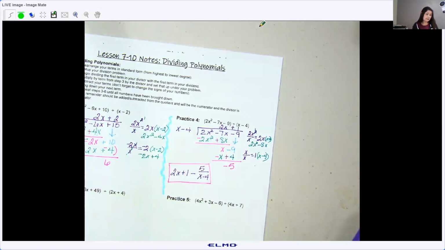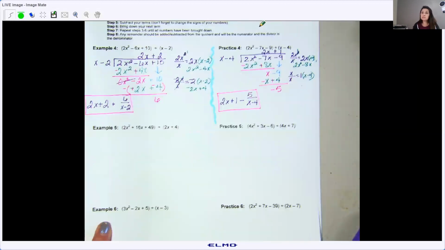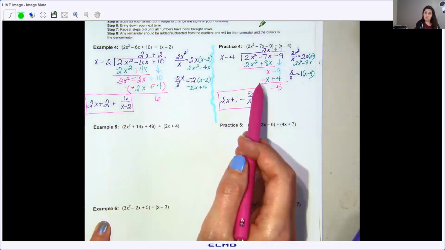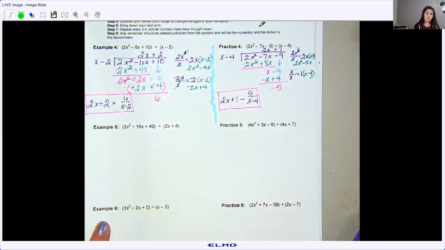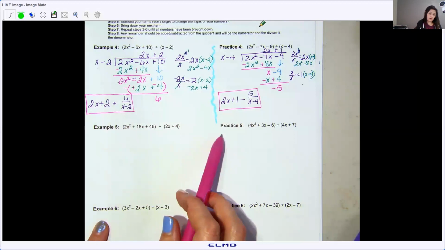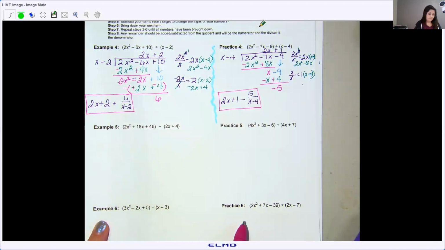Okay, so this example down here at the bottom, example 6, is very similar to our example in practice 4. So if you want to go down and try that now, it's very similar. Example and practice 5 are very similar to practice 6.